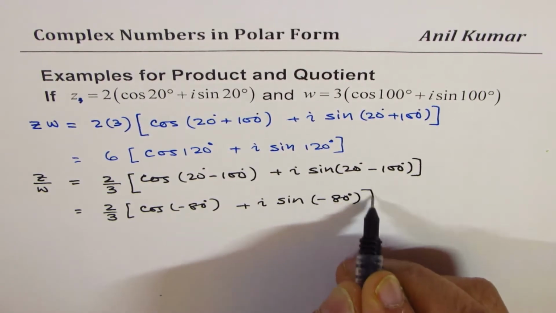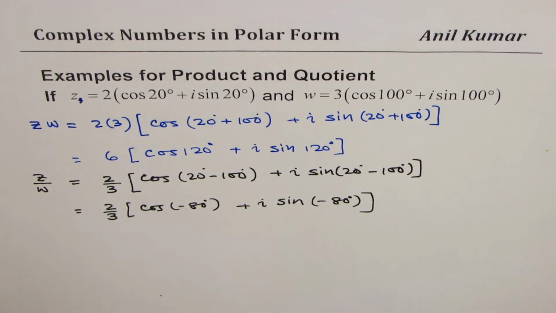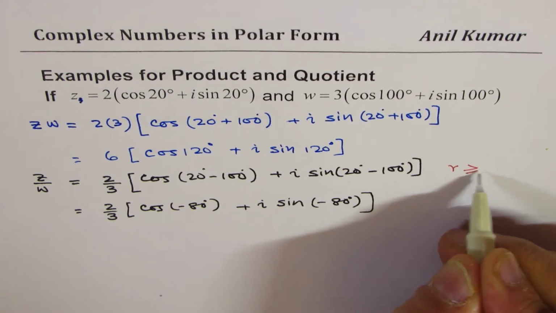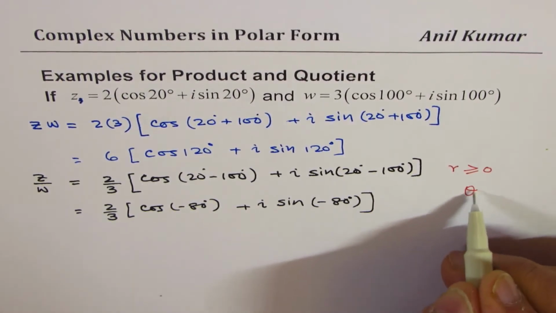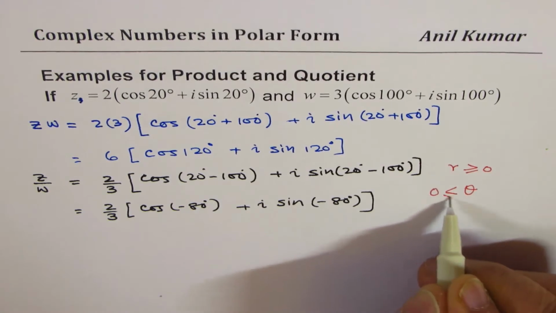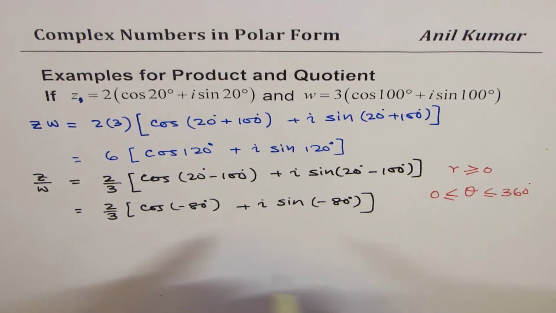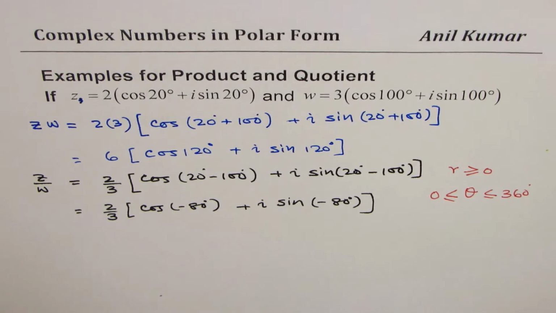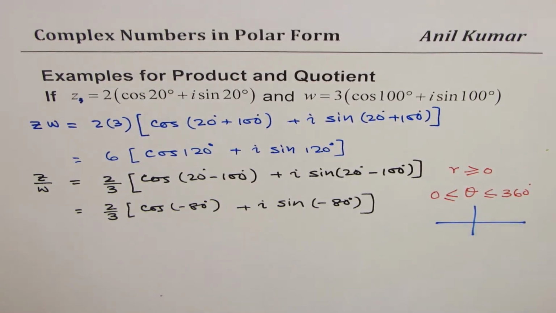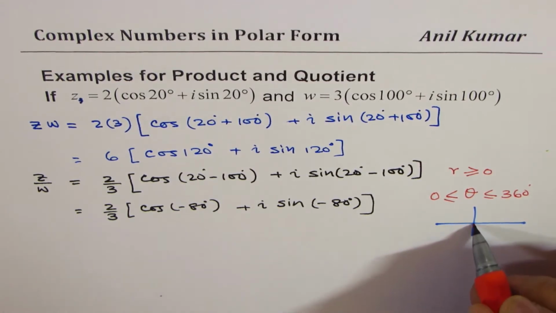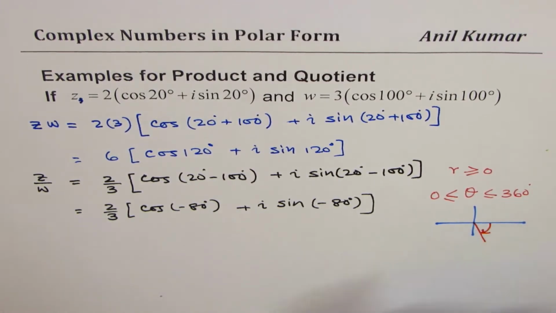Now you should remember that the value of r should always be positive, r should always be greater than or equal to 0, and the argument theta should be between 0 and 360 degrees. Okay, so if you get negative angles, you have to rewrite that as an equivalent angle, correct? So basically what you've got here is an angle of minus 80. Minus 80 means we are talking about this angle. We have to write this as a principal angle, right?